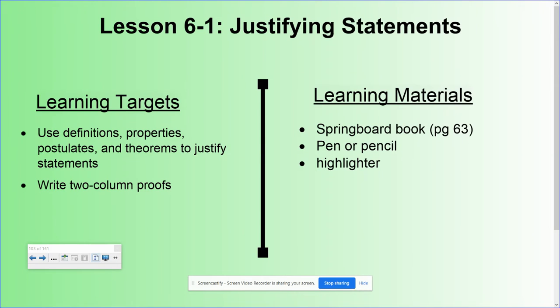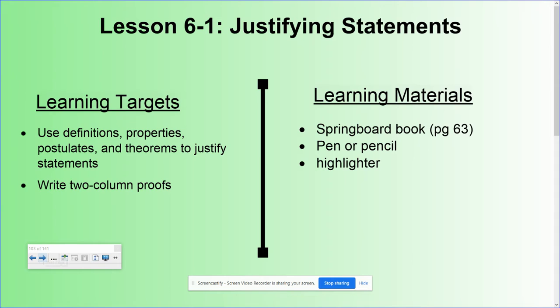All right, geometry. We are in the second part of Unit 1. And today we're starting Lesson 6-1, Justifying Statements. Today's going to be a short lesson, but it's very important because it's kind of our introduction to proofs. We're going to use definitions, properties, postulates, and theorems to justify statements so we can start writing two-column proofs. Make sure you have your Springboard book open to page 63 and something to write with.